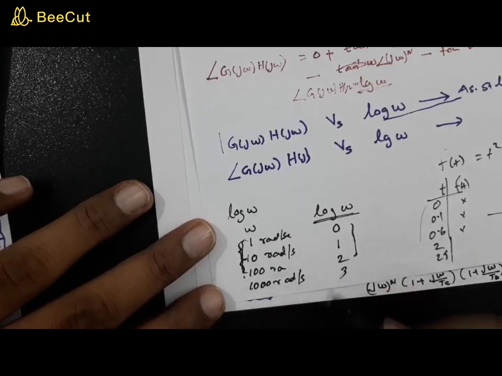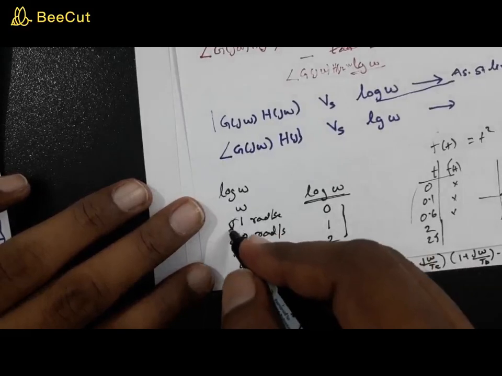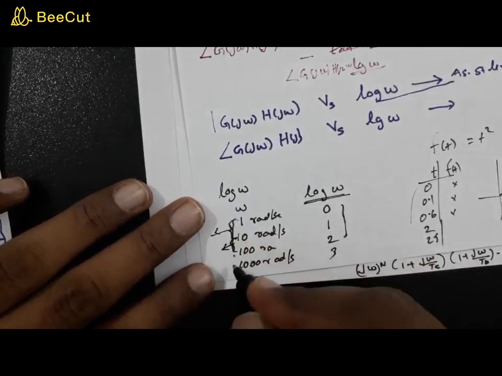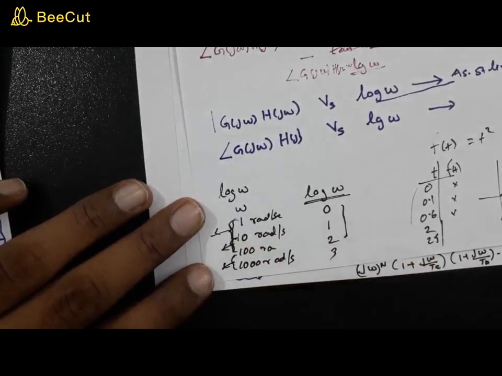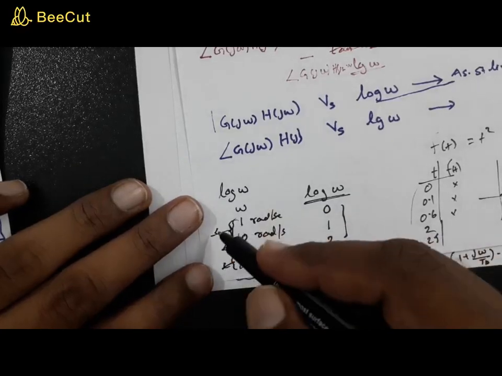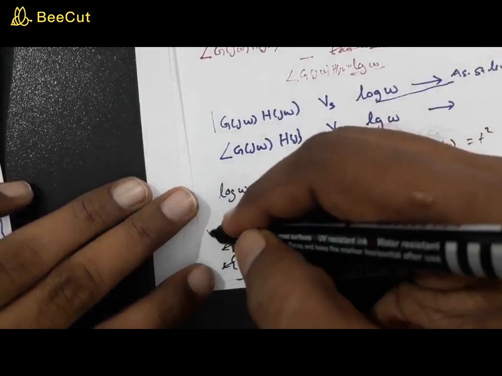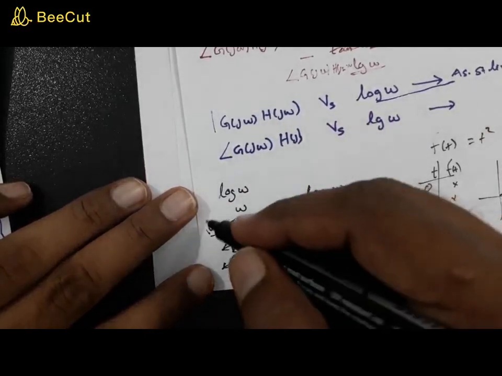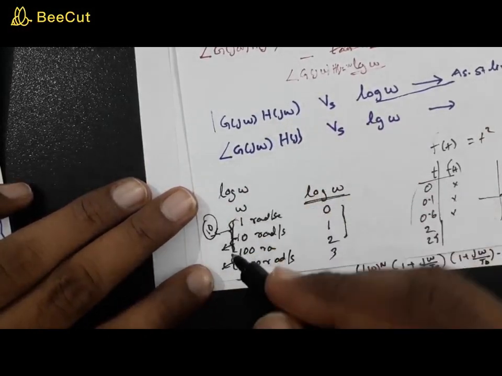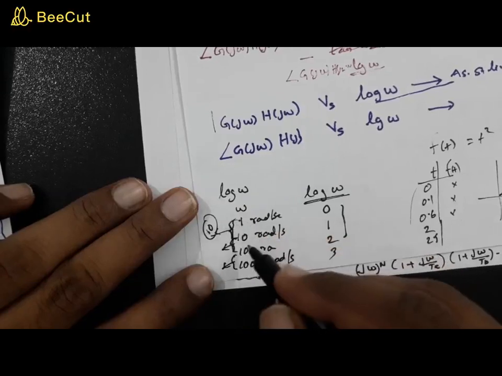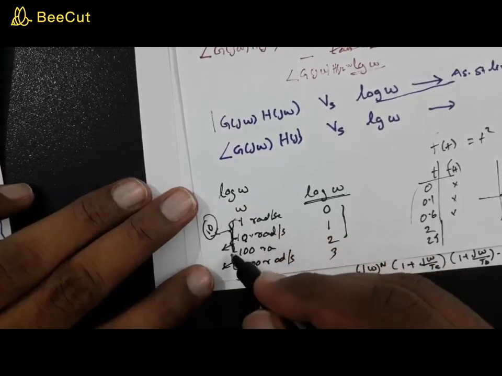Now the next is we'll see one more thing. 1000 radians per second, it will be 3. So what is the change across each? What is the similarity of the change? Now when you look at this, you can see that each level is actually a multiple of the previous, a multiple of 10, right? When 1 is multiplied by 10, you will get 10. When you multiply 10, you will get 100.